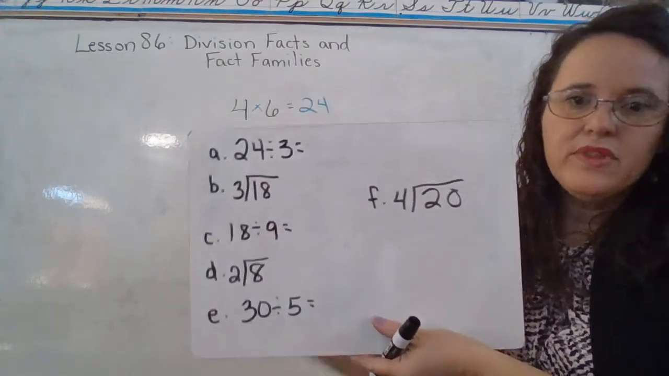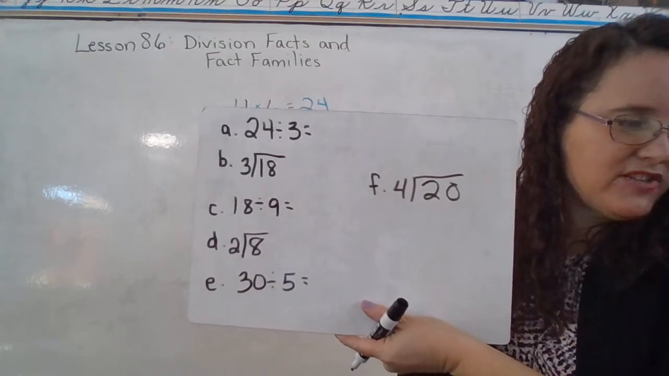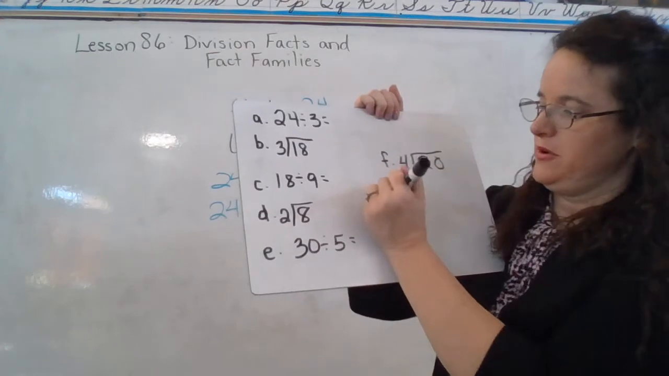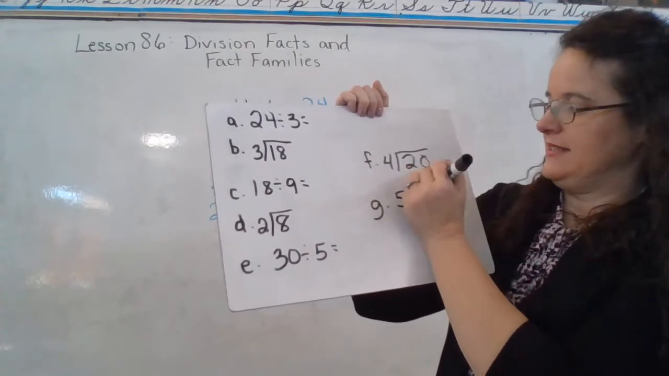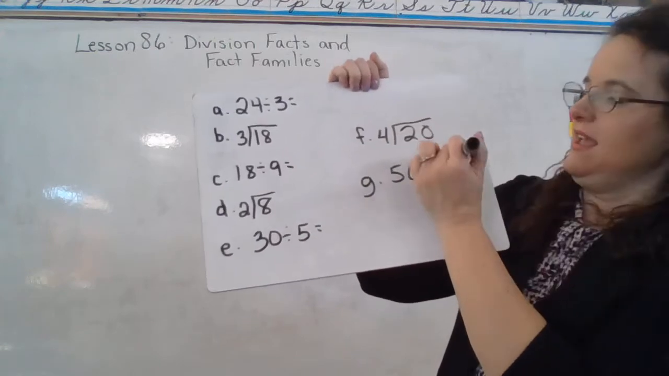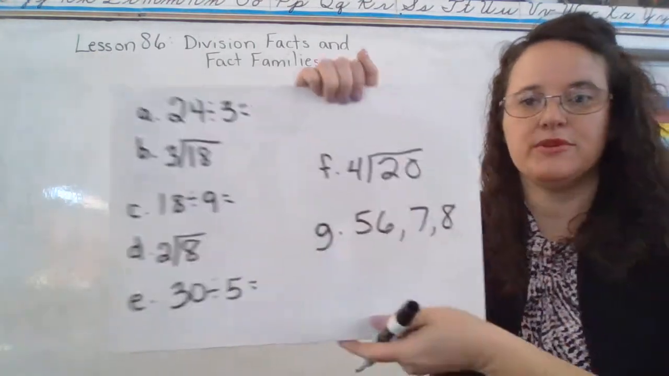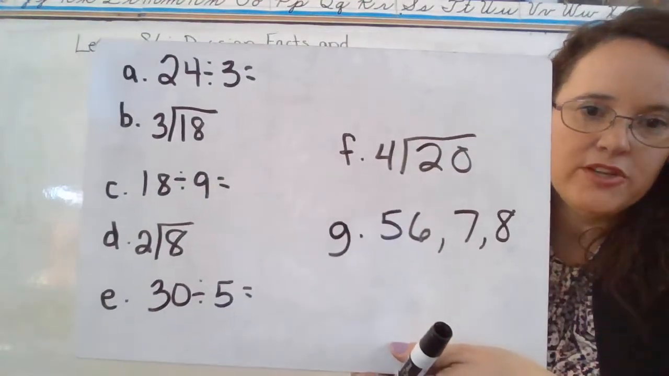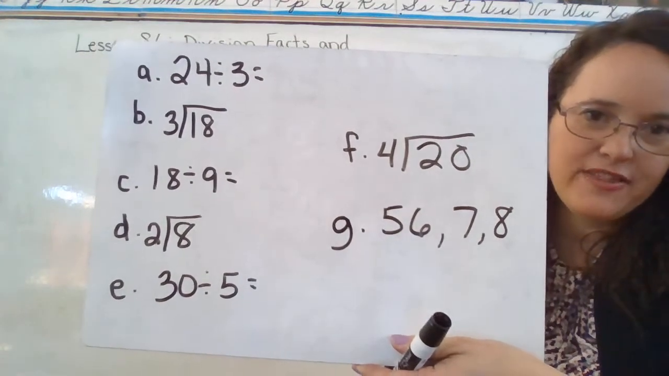Okay? G says write 2 multiplication facts and 2 division facts using the numbers 56, 7, and 8. So you're writing a fact family using these numbers. Go ahead and pause the video, try those problems on your own, and when you've got the answers, come on back and we'll go over them together.